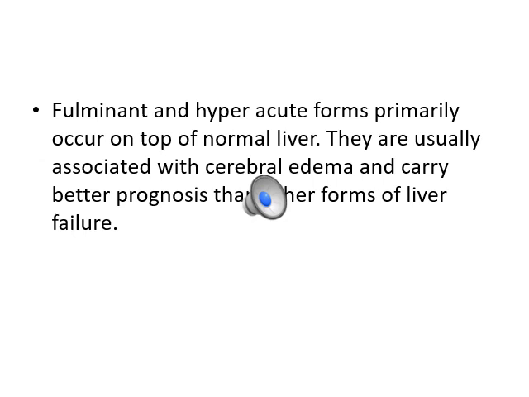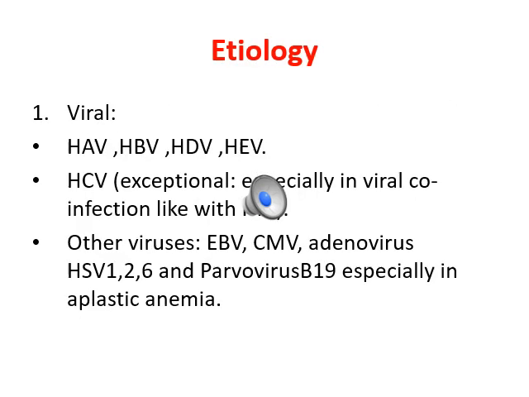I mean that it is important to determine whether the patient has fulminant and hyperacute forms of liver failure or not. Why? Because fulminant and hyperacute forms of liver failure primarily occur on top of a normal liver, and they are usually associated with cerebral edema and they carry a better prognosis than other forms of liver failure. After achievement of the diagnostic criteria of acute liver failure, you have to search for the cause of acute liver failure.